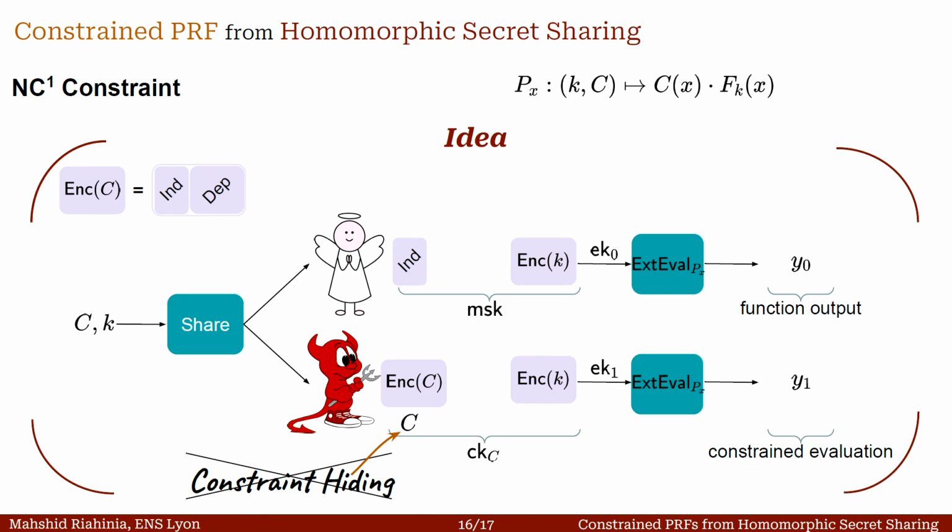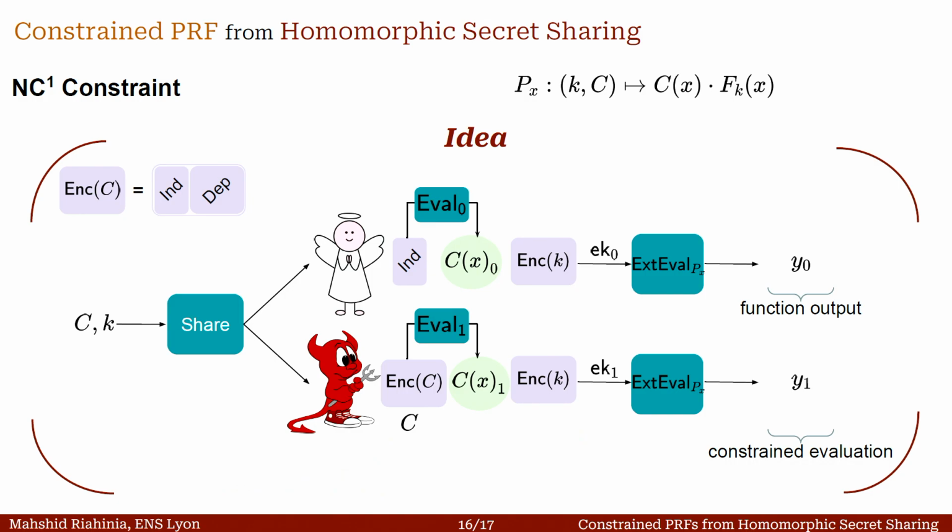So here we are giving the whole constraint to the adversary, so it's not constraint hiding anymore. And then we have each of them run separate, different evaluation algorithms on their special shares to get memory values, so subtractive shares of C of X. And then from these shares of C of X and an encryption of K, so an input of K, we use the same idea that I explained before to evaluate a share of C of X times Fk of X.